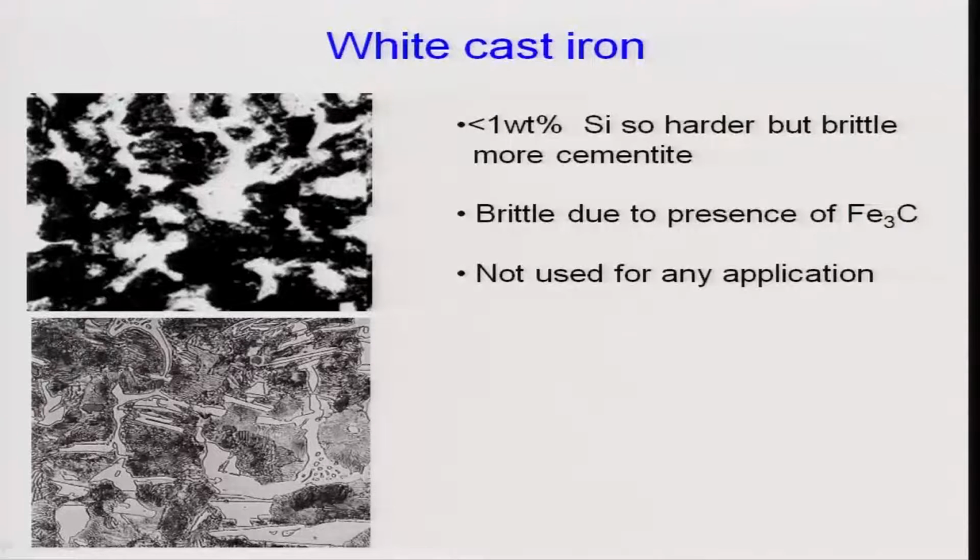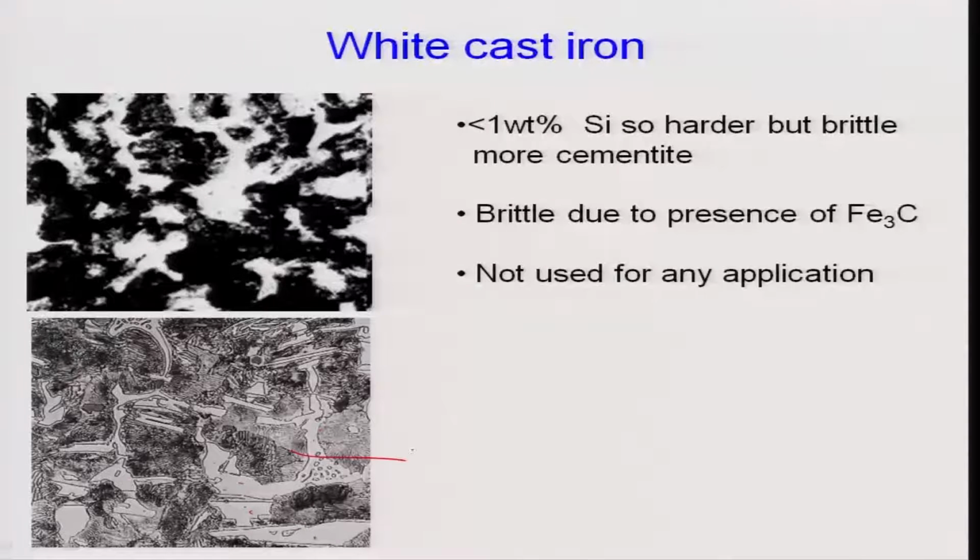White iron has these features. You have mostly less than 1% silicon. It is brittle and hard, very brittle due to the presence of cementite, and not used for any application except to make malleable iron. This is the source material for malleable iron, you have to understand that. Because it contains primary cementite, if you break it, these are the primary cementite, the white things you see here.